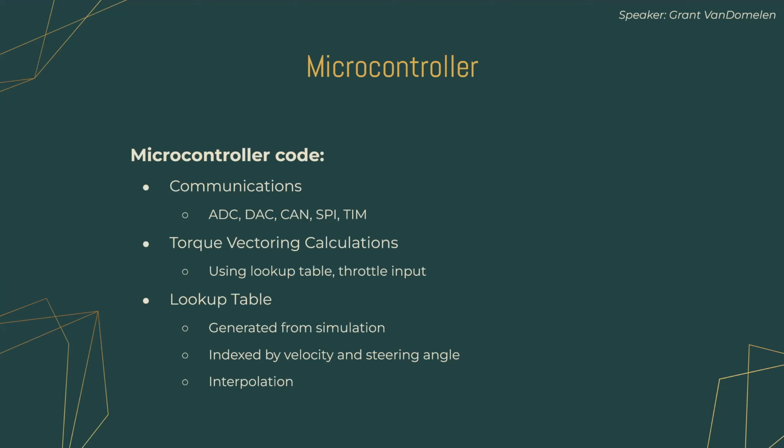We'll have more on that later, but another main component is the torque vectoring calculations, which uses the lookup table that's generated from the Python simulation, taking in velocity and steering angle as inputs and outputting a ratio between the left and right throttle. The lookup table does interpolation by default. We have linear interpolation between entries in the lookup table, and the output is scaled afterwards by the throttle input from the car.